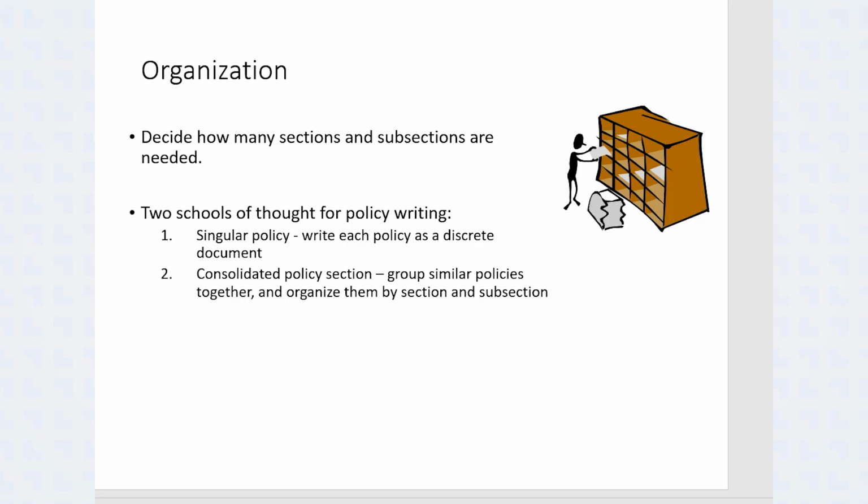Consolidated policies, by contrast, group similar policies together and organize them by section and subsection. So, for example, you may have a policy that deals with, let's say, privacy and spam. Those are somehow related. Your cookie policy and privacy policy and access to information policy could be grouped together in a consolidated format.